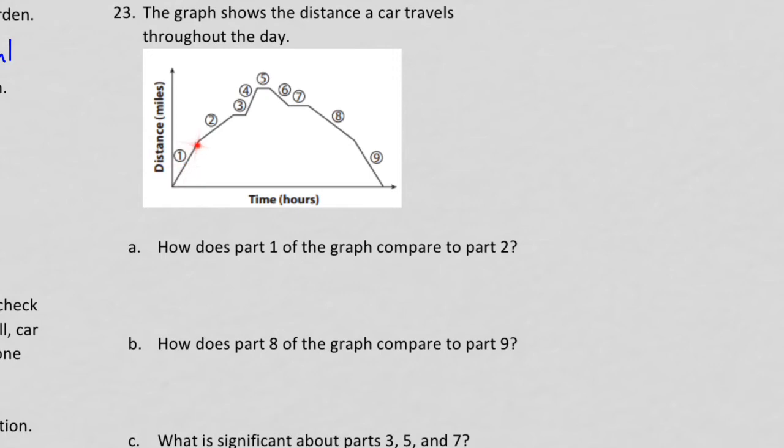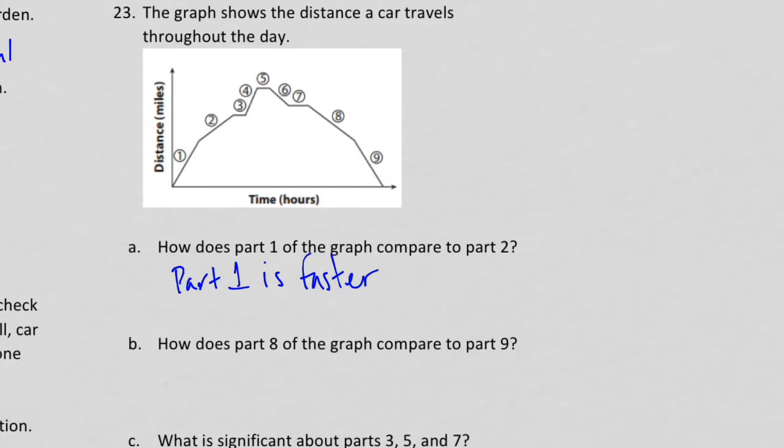But part 1 is steeper than part 2, right? If you were to try to walk on these lines, let's say you're a person walking on these lines, which one would be more difficult to walk on? That one, right? That one is steeper than that one, which is a little bit flatter. So what does that mean in terms of the car? It means that the car is going faster here than here. So that's what we're going to say. Part 1 is faster. The car is going faster. And part 2 is slower.